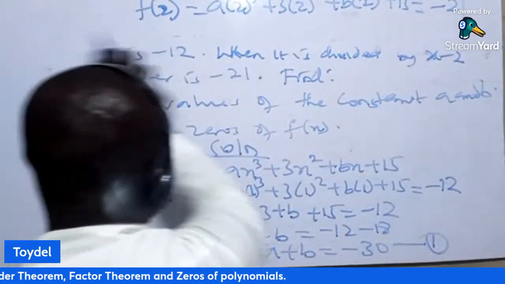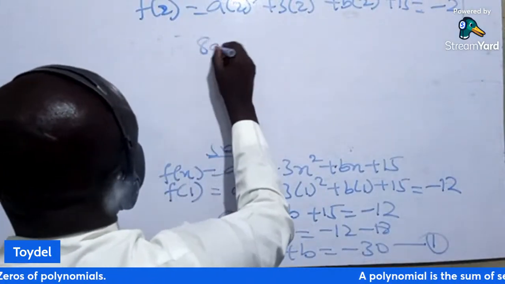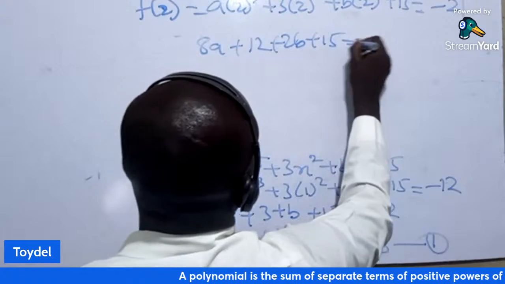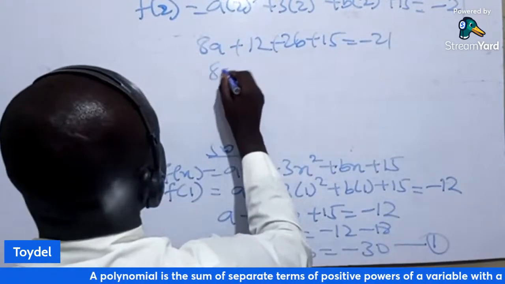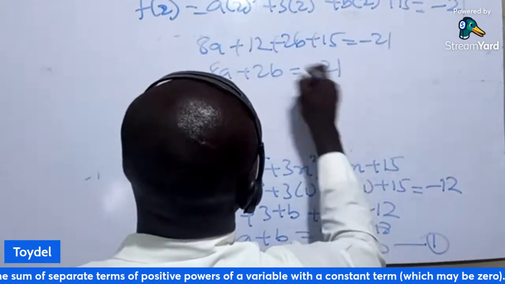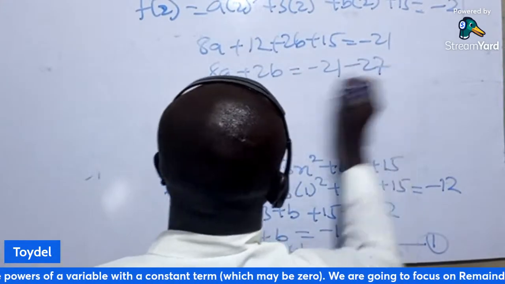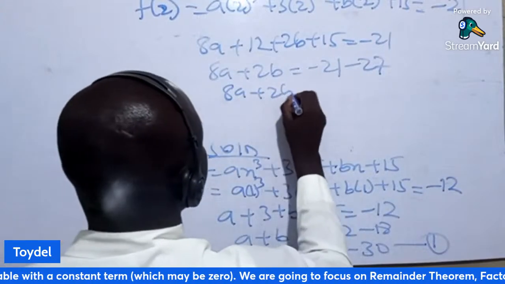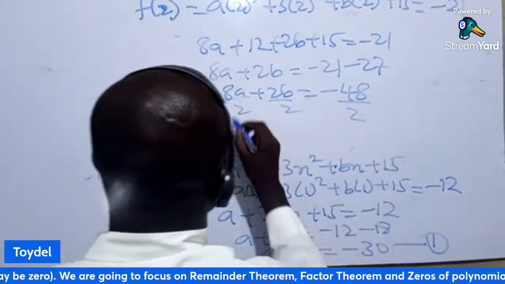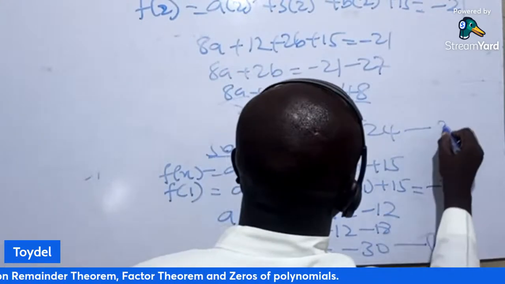So let's simplify that. It's minus 21. So we have 8a plus 12 plus 2b plus 15 equal to minus 21. We have 8a plus 2b equal to minus 21, 12 plus 15 is 27, so minus 27. So we have 8a plus 2b equal to minus 48. We can divide through by 2. At the end of the day, we have 4a plus b equal to minus 24, equation 2.